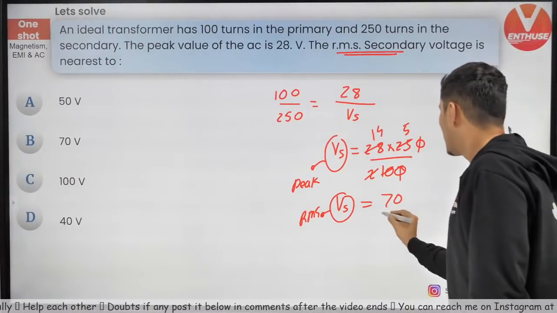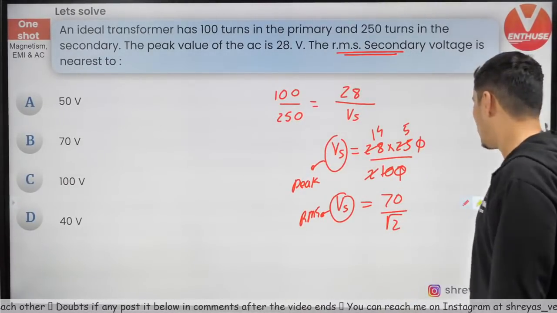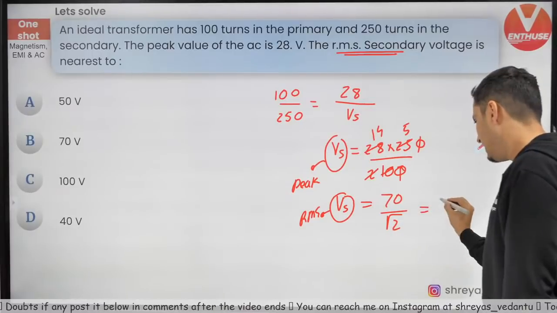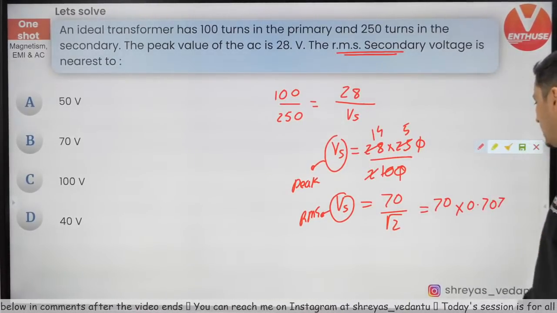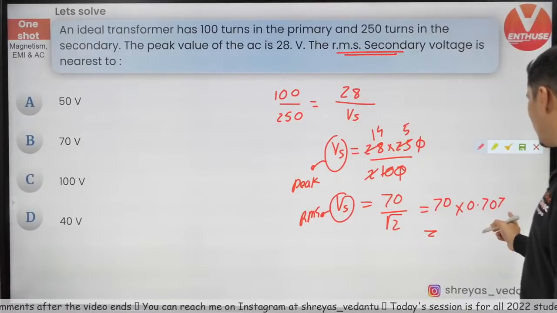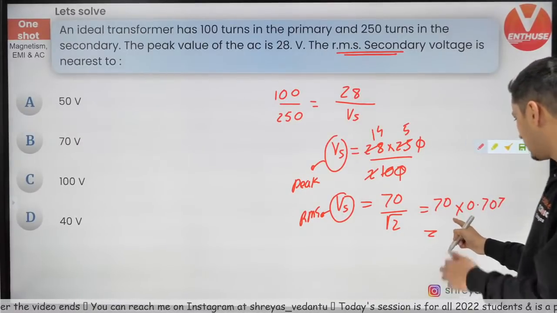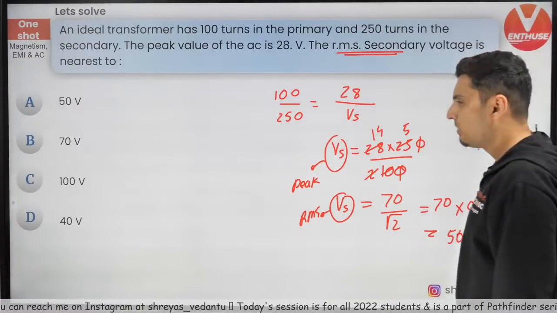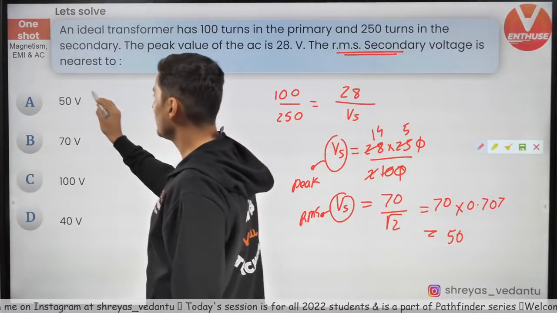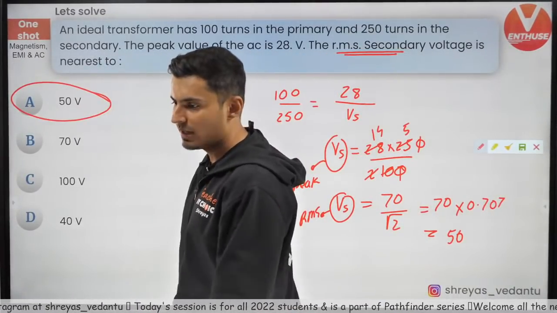So this is 70. So 70 divided by root 2. But wait a minute, 70 divided by root 2. 1 by root 2 is 0.707. 0.707. So 7 sevens are 49, and that is point. So I think it will be 50 volts. Just check this out. Around 49 and 50. It's almost very close to each other. Very close to each other.